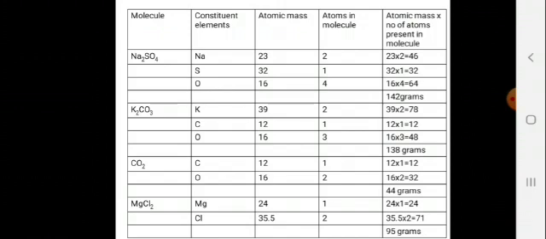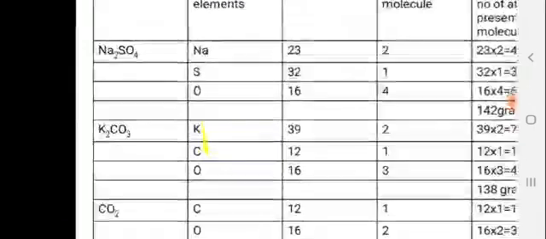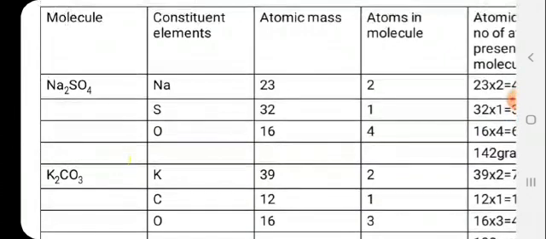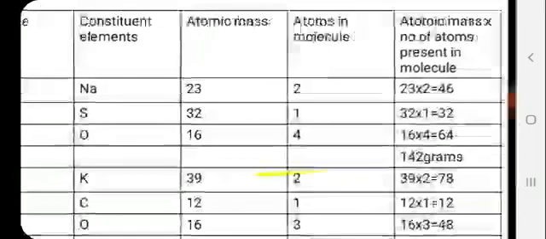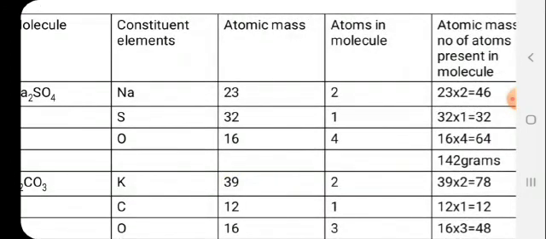Here is the chart which shows compound, constituent elements, atomic mass, atoms in molecules, and last column shows molecular mass. Let us start with example 1, sodium sulfate. Constituent elements are sodium, sulfur and oxygen. Atomic mass of sodium is 23. Atomic mass of sulfur is 32 and atomic mass of oxygen is 16.